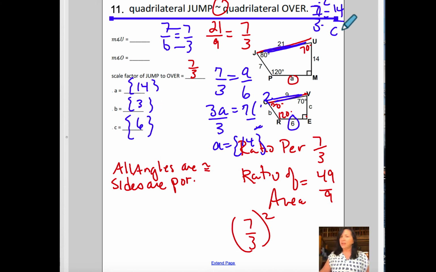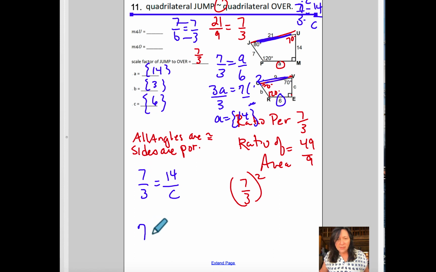And if that confused you, all I did was set up 7 over 3 equals 14 over C. Yes, I can cross multiply. I can say 7 times C equals 3 times 14. Divide by 7. C equals 3 times 14 divided by 7. 7 divides into 14 twice. 3 times 2 is 6.